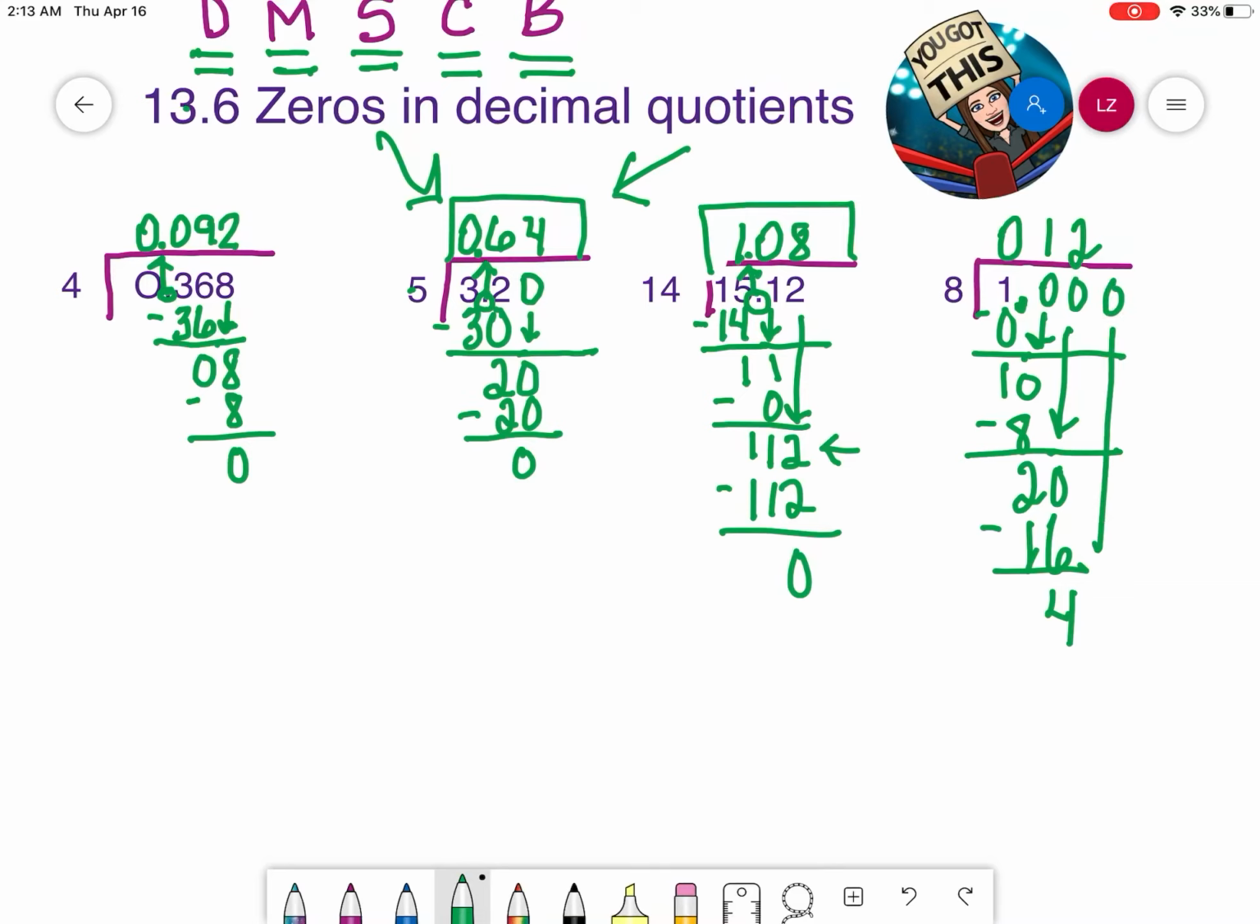Add another 0. Bring it down. 40. 8 goes into 40 5 times. 5 times 8 is 40. Subtract. 0. 0 is less than 8, and there's no remainder. All that's left to do is to put the decimal point from here, right there. And there we've got our answer, okay? So that's all you should need to do.